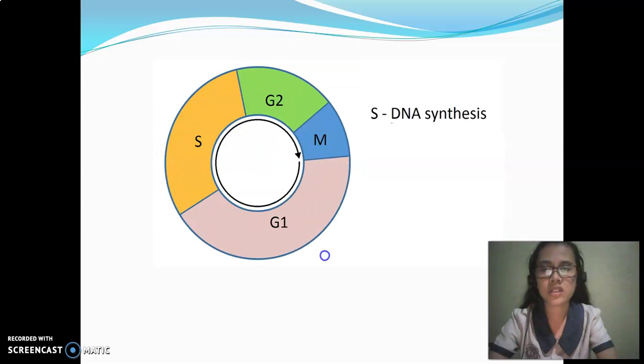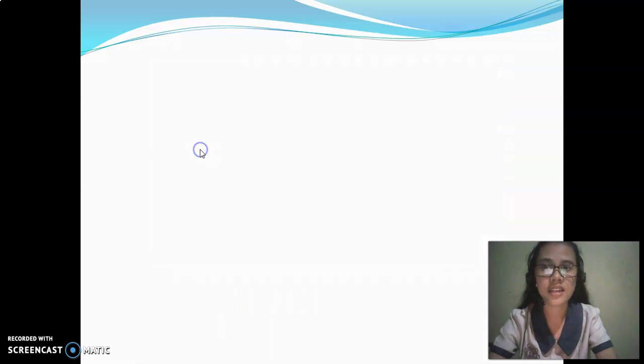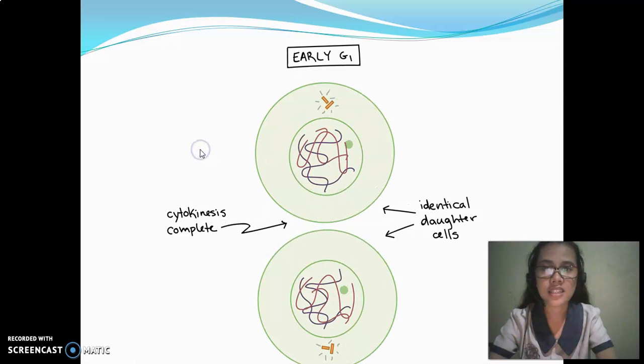In the S phase, the DNA is being replicated, and each of the 46 chromosomes is replicated by the cell. And lastly, in the G1 phase, the daughter cells enter. There are 2 daughter cells here. The cell increases in size, and cellular contents are duplicated.